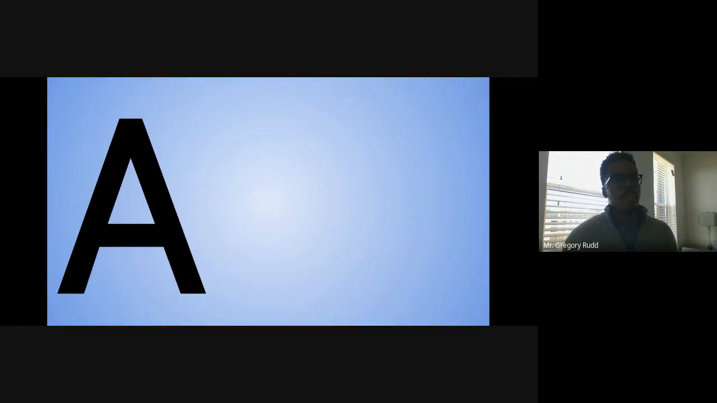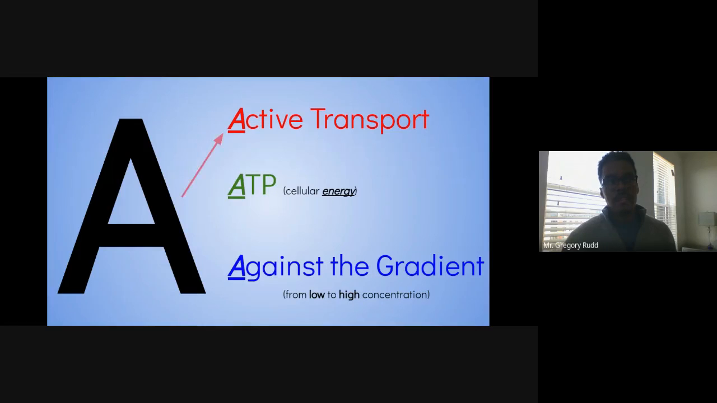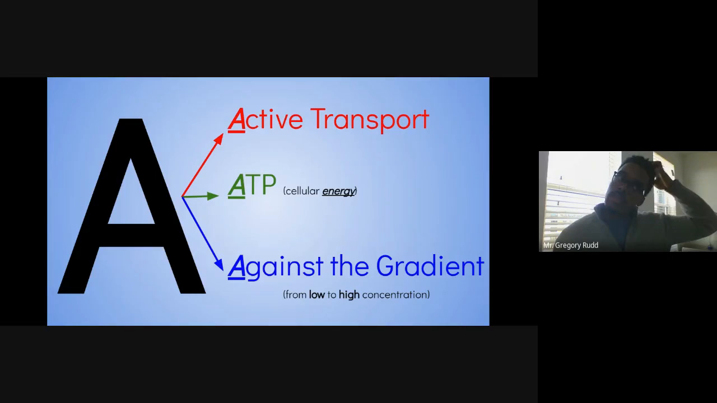But I like to think about this as the 3 A's. A for active transport, A for ATP because you need ATP to do active transport, and then A for against the gradient because active transport takes things from areas of low concentration to areas of high concentration. So those are the 3 A's. And if you can remember that, it will definitely make it easier for you to start to identify different types of transport.